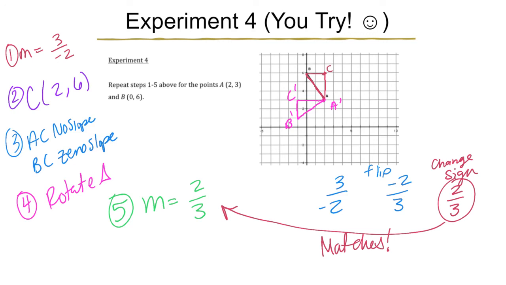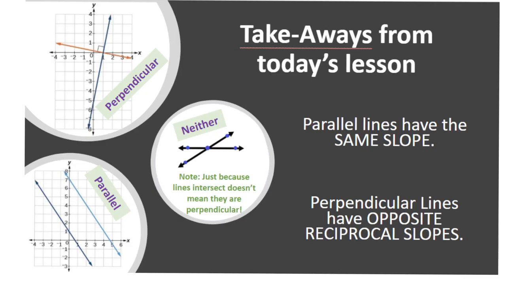But I also wanted to show you that AC has no slope and BC has 0 slope this time because I did the triangle on top. So they kind of flip-flopped. I rotated the triangle and did it in pink, and then found the slope of A prime, B prime, and it was 2/3. So I took the original, flipped it over, changed the sign, and it matches. So I know they're perpendicular, so I know I did it right.